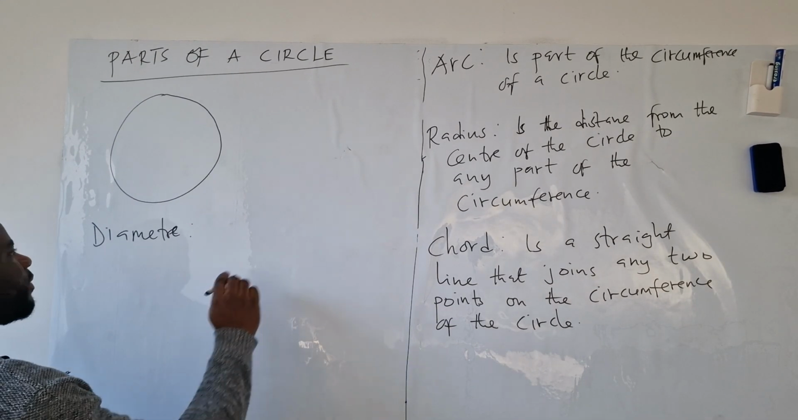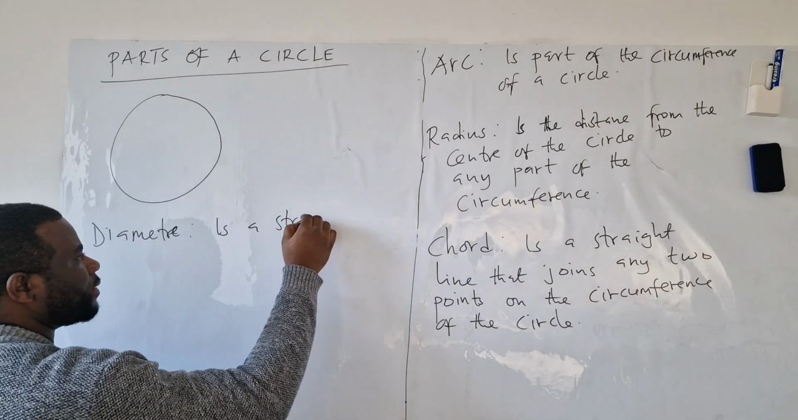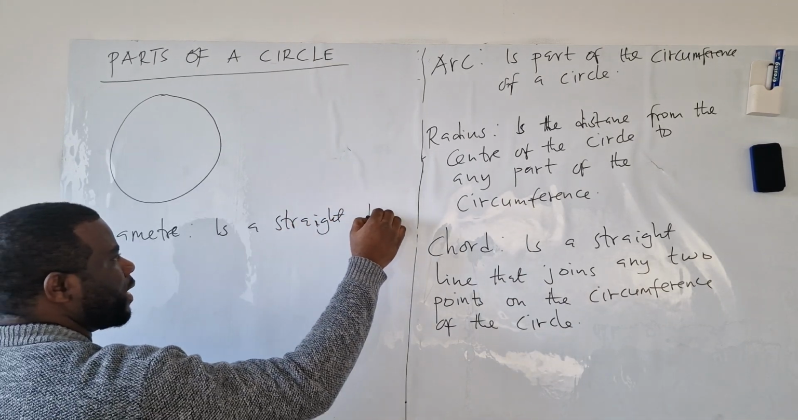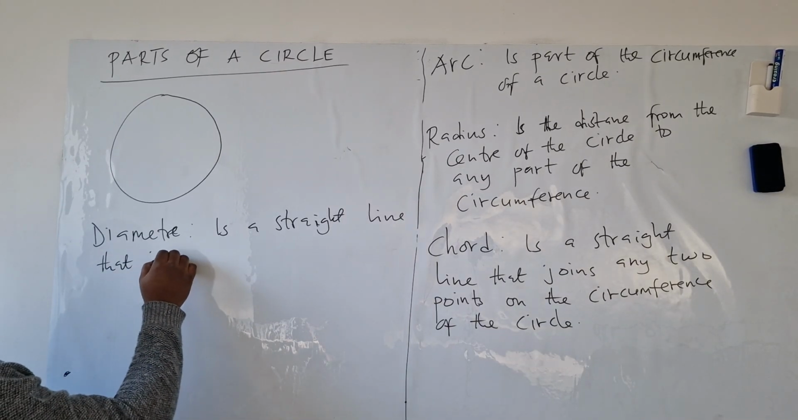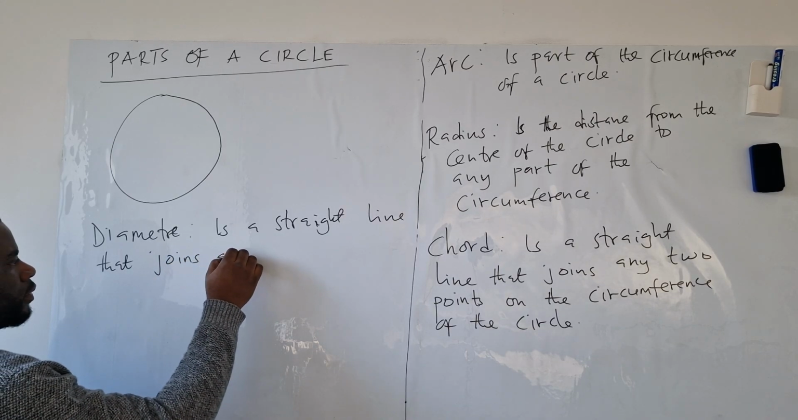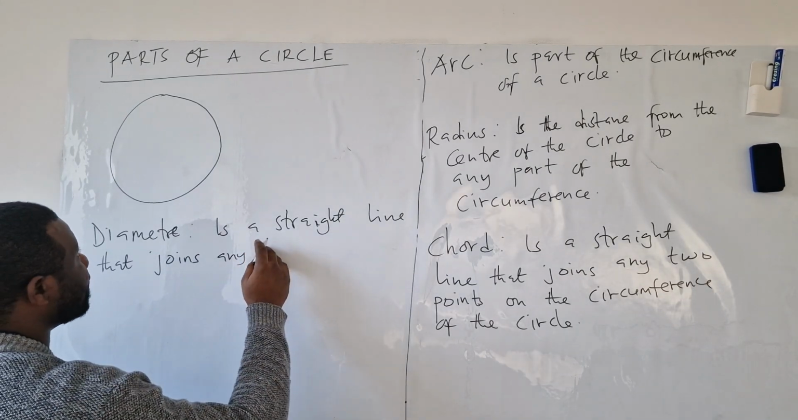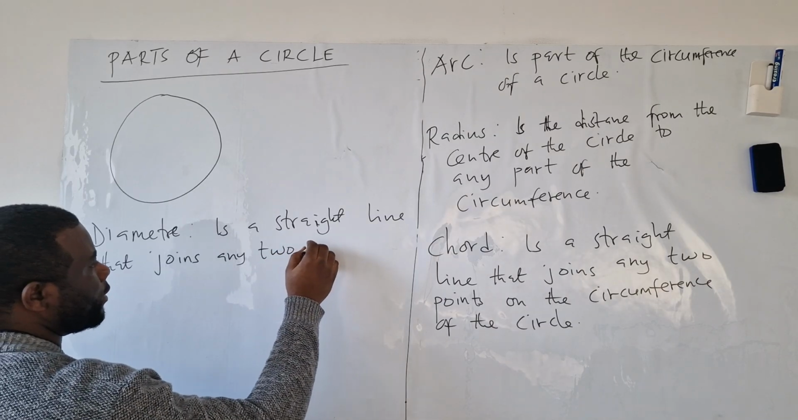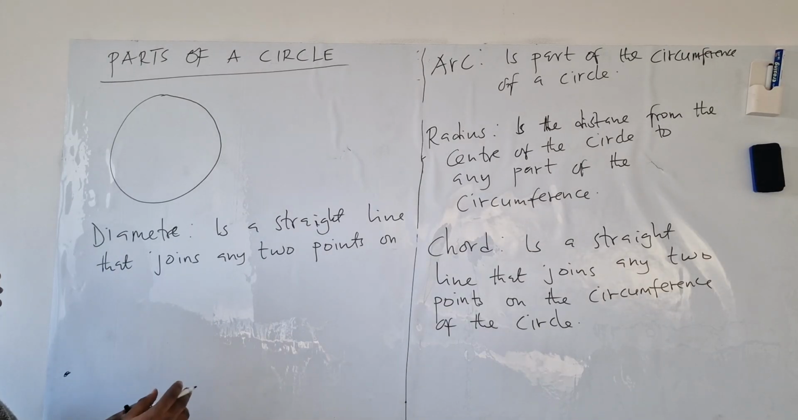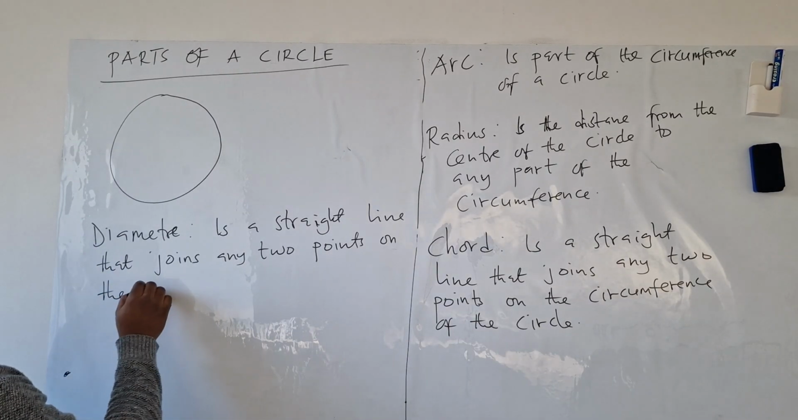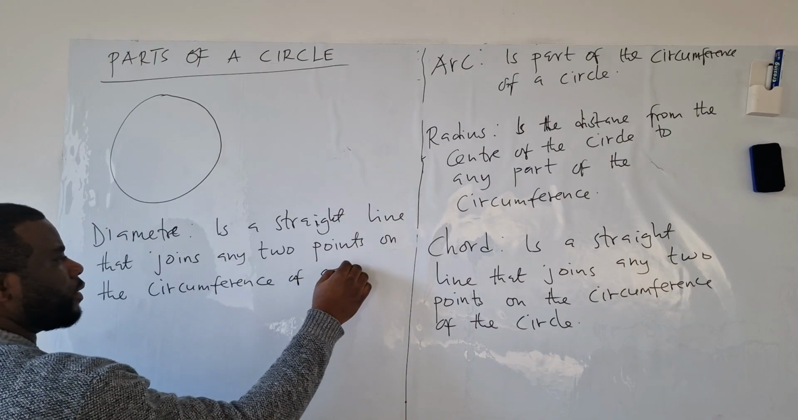Now, diameter simply means a straight line that joins any 2 points on the circumference of a circle.